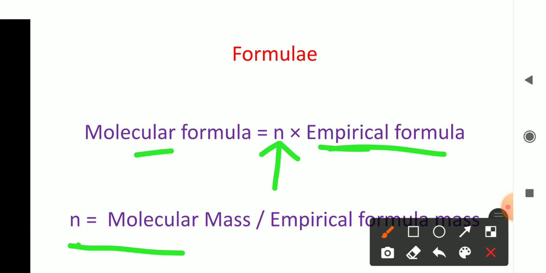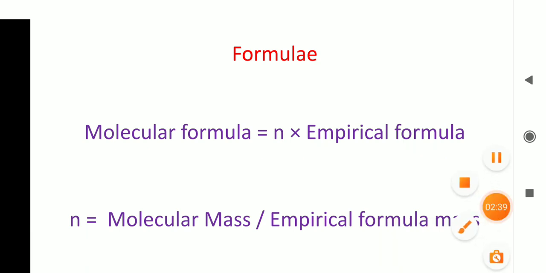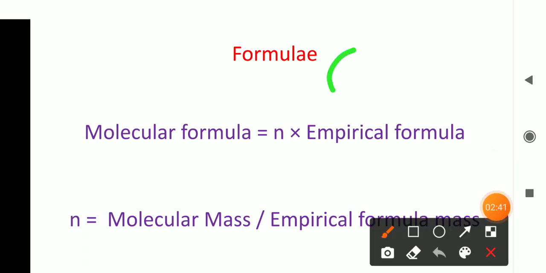When the problem is given, automatically with the problem the molecular mass will be given. We only have to calculate the empirical formula mass. Let me show you how to calculate the empirical formula mass. Look here, for an example we can take the empirical formula of a compound as CHO. Just for an example I am taking this empirical formula.